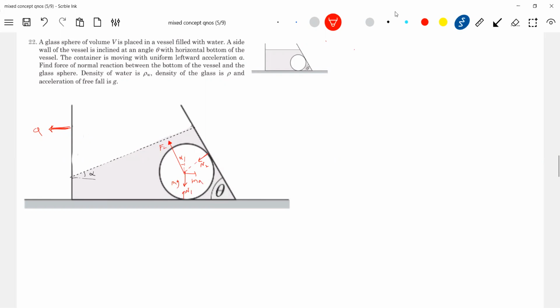What is that FL? How to calculate FL? If the sphere were at rest, what would have been that force? Density of liquid, volume V into G, no? If container at rest. Since the container is moving, effective G, what is effective G?